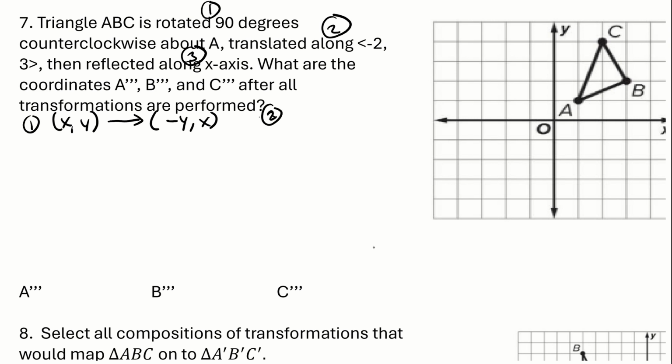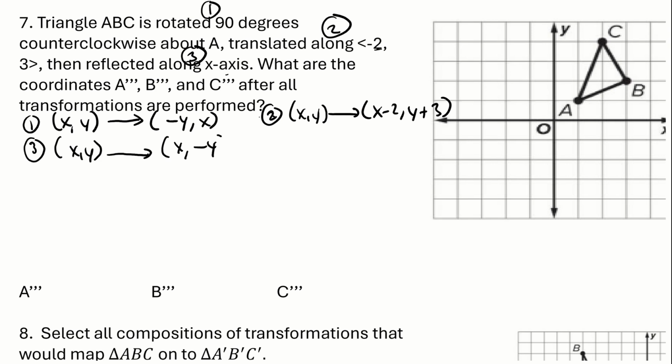So let me just write it out. So the rule for the translation is x minus 2, y plus 3. So you subtract 2 from the x and add 3 to the y. And then the rule for the third transformation, if I'm going to reflect along the x-axis, that means the y coordinate is going to change. So there you go.